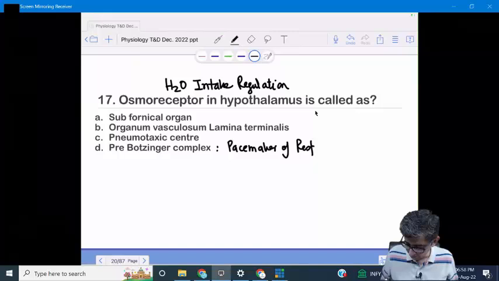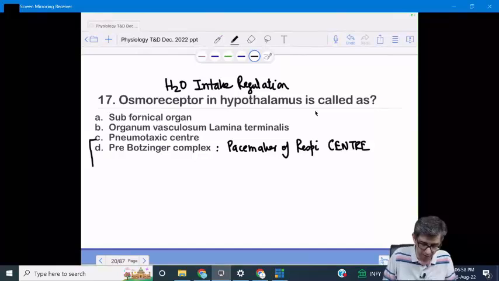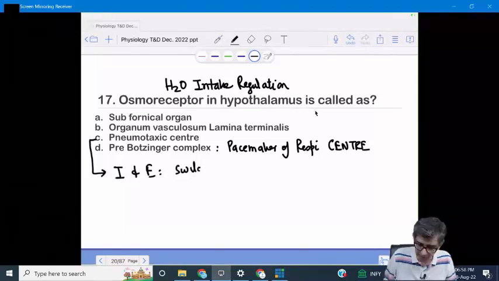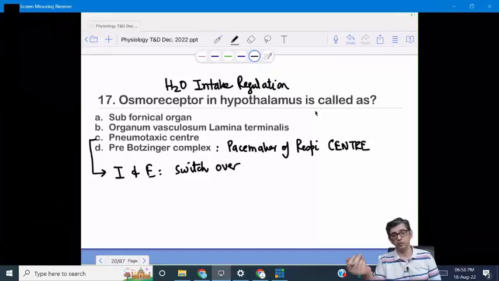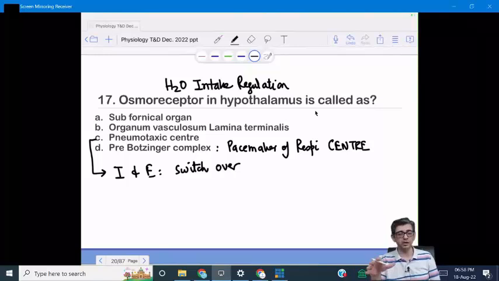Pneumotaxic center regulates... what does the pneumotaxic center do? It brings about expiration after inspiration. If we continue to inspire, our lungs can burst. So the switch over, that first there will be inspiration and then expiration, because if we continue doing inspiration then our lungs will burst and we will have pneumothorax. So the switch over between inspiration and expiration that alternates, that is why the pneumotaxic center is responsible for this conversion from inspiration to expiration.